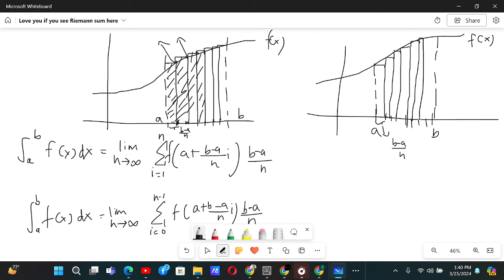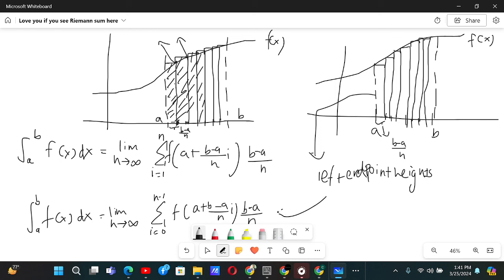But when n is not infinity, the area approximated by the second Riemann sum is less than the actual area, whereas this one is greater than the actual area. So this involves the left endpoint heights, and this involves the right endpoint heights. Since when n goes to infinity this width is so small, it doesn't really matter.